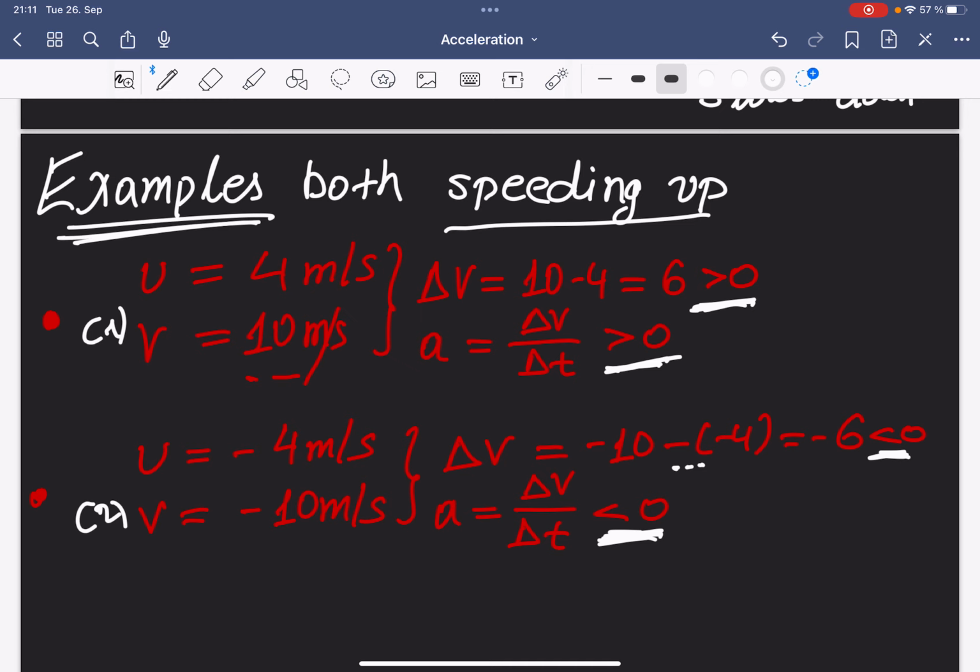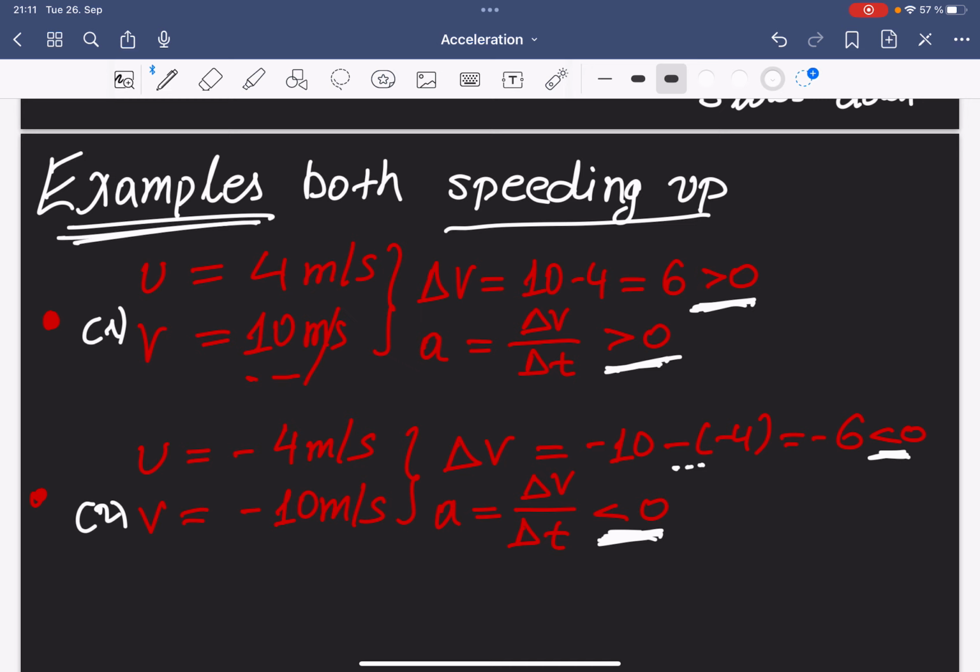Now, in the other scenario, we have an initial velocity of minus 4 meters per second and a final velocity of minus 10. Let's calculate the change in velocity again as final minus initial. Minus 10 minus minus 4. What's in the brackets here? It's minus 4. This will give us minus 10 plus 4, which is minus 6, and that's a negative. Since delta V is negative, it means that acceleration will also be negative.